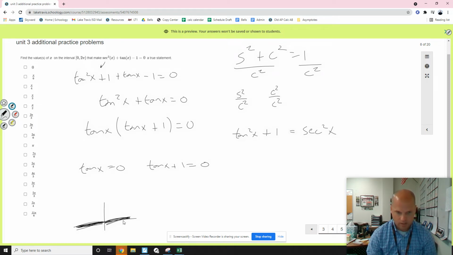So that's going to be here. That's at 0, pi, 2 pi. We don't want to include 2 pi. We're just going to include 0 and pi. 2 pi is not an option.